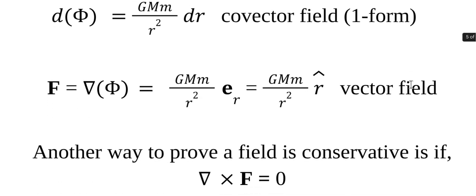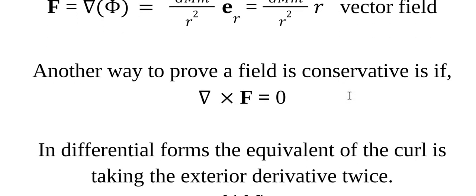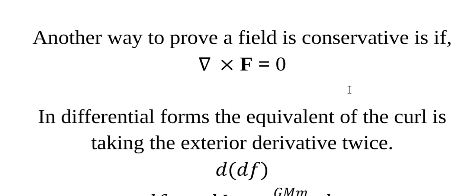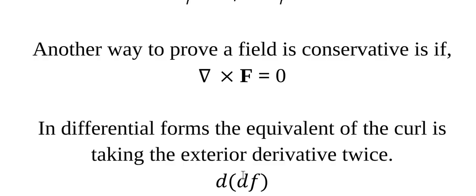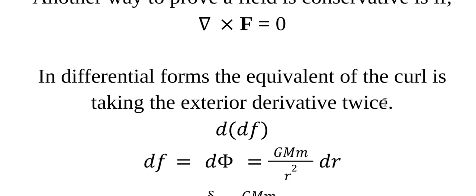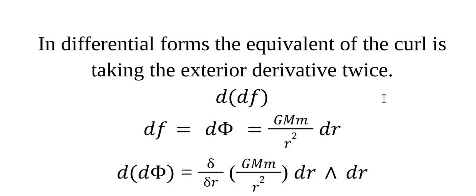Okay, there's another way. Another way to prove a field is conservative is if the curl of that field is equal to zero. The curl of the vector field is equal to zero. In differential forms, the equivalent of the curl is taking the exterior derivative twice. So you take the exterior derivative the first time, which we just did, you take it again, right? So here's what we did the first time. We changed our zero form into a one form by taking the exterior derivative. Now we do it again, okay?